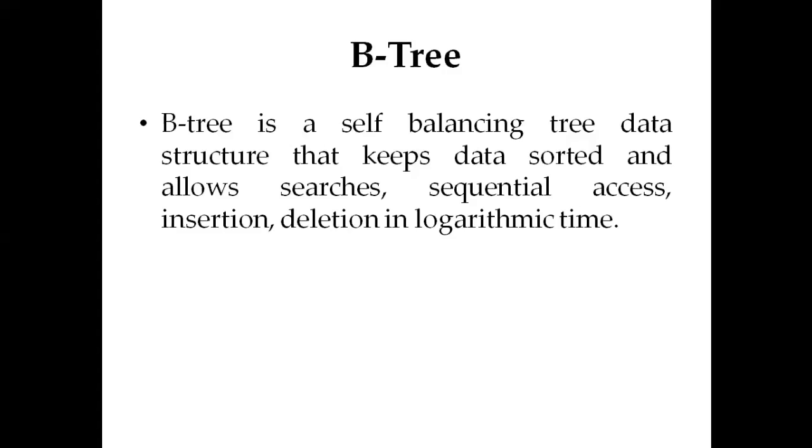Now, what is B tree? B tree is a self-balancing tree. So why do we require B tree? This is because it is a balancing tree, like AVL tree, red black tree. It is also a self-balancing tree. And in this case, we assume that the data, everything, are in the main memory.